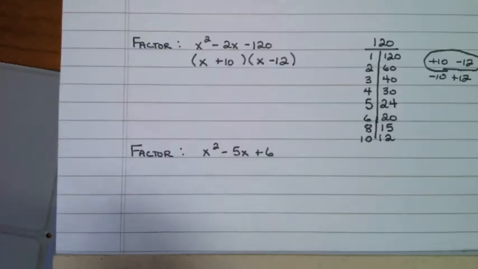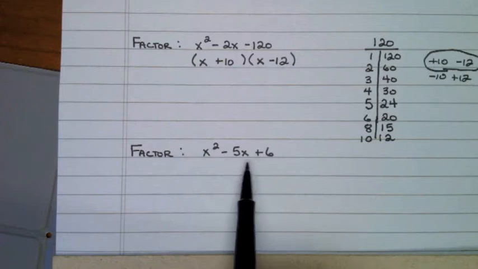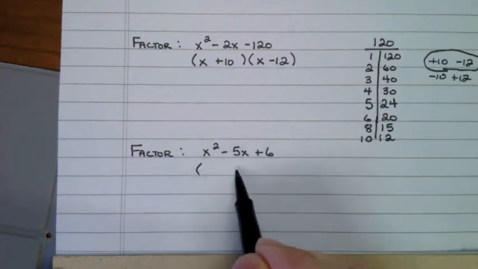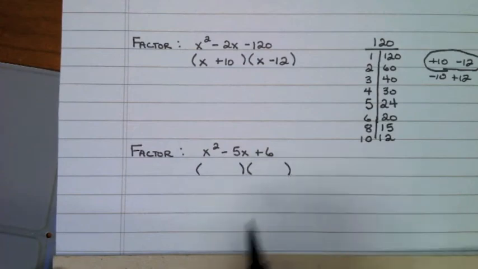Next example. Very first thing you're always supposed to check is the greatest common factor. Do all three terms have something in common? No. I make two sets of parentheses.